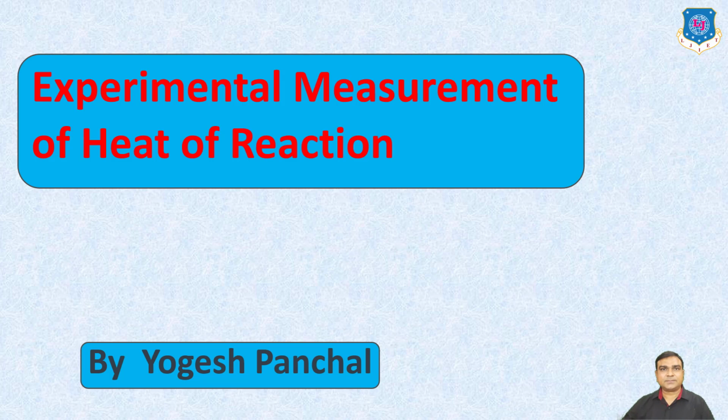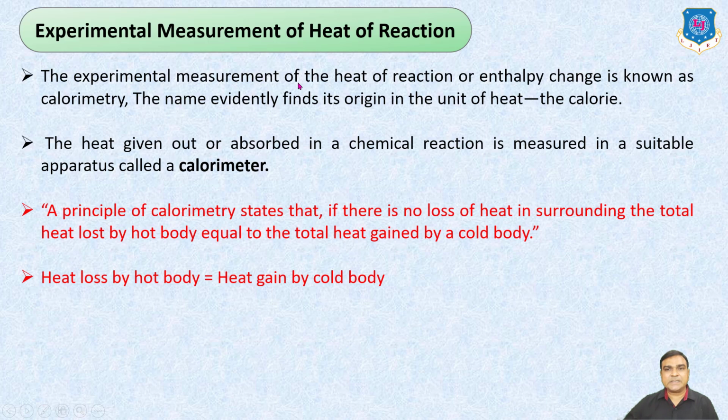In this lecture, I'm going to discuss the experimental measurement of heat of reactions. The experimental measurement of the heat of reaction or enthalpy change is known as calorimetry. The name evidently finds its origin in the unit of heat that is known as the calorie. The heat given out or absorbed in a chemical reaction is measured in a suitable apparatus called a calorimeter.